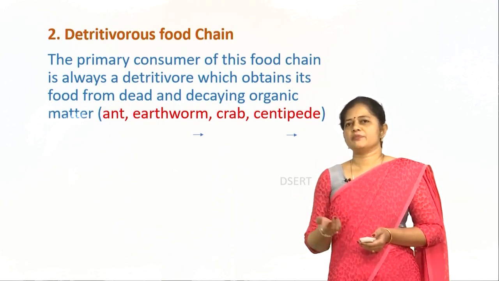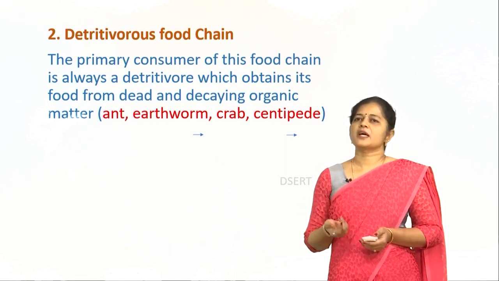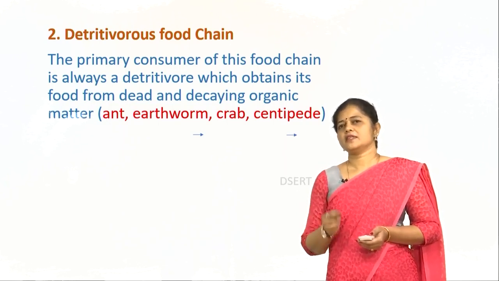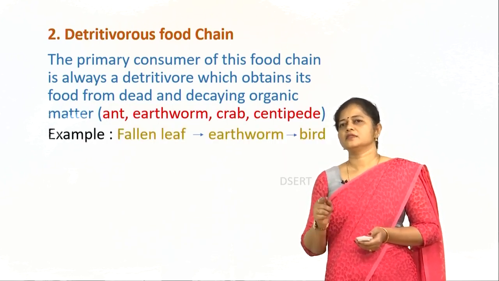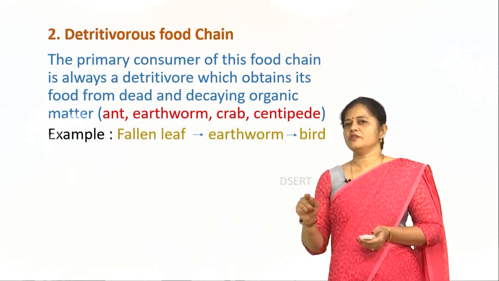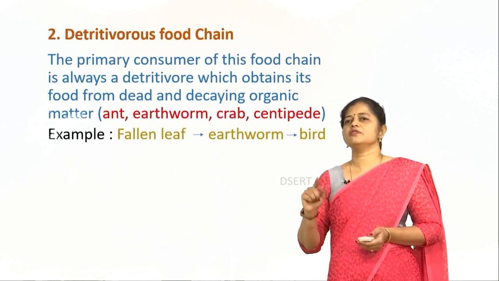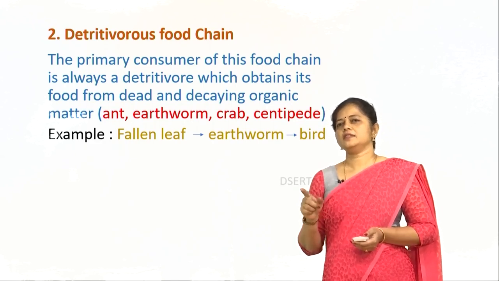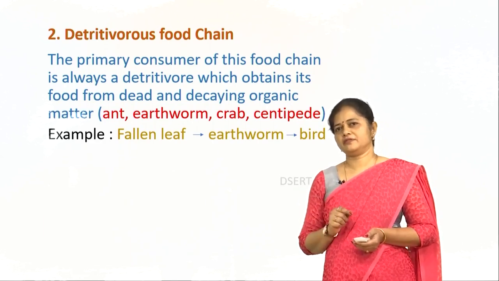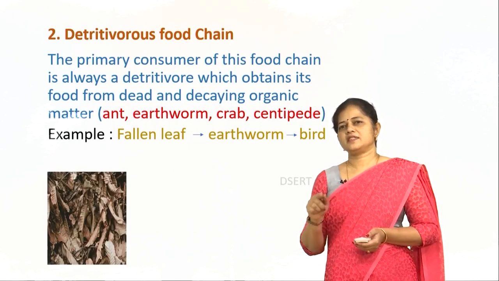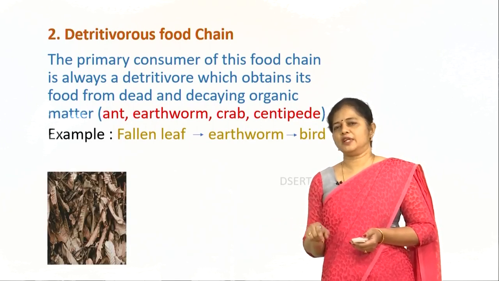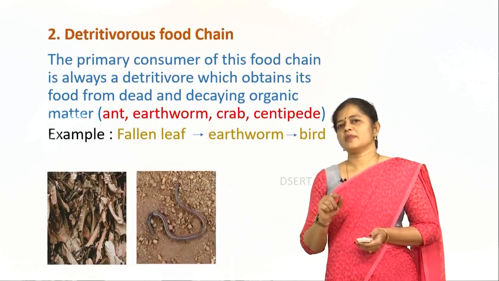There are various examples like the ant, the earthworm, the crab, the centipede. I'll just give you an example over here. See, there is a fallen leaf on which an earthworm feeds. The earthworm is in turn eaten by a bird. Here the earthworm is feeding on a fallen leaf. The fallen leaf is dead and decaying matter. You can see here, this is eaten by the earthworm.